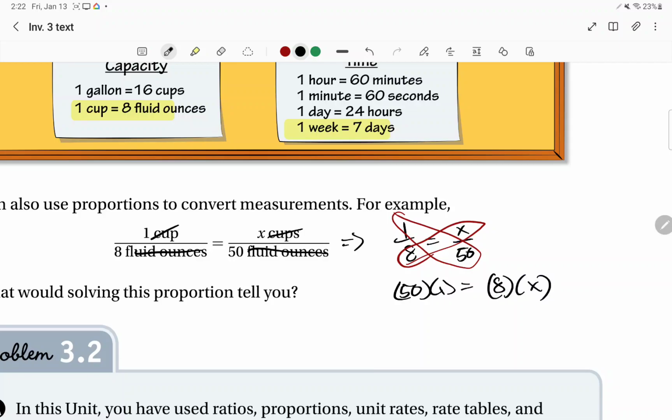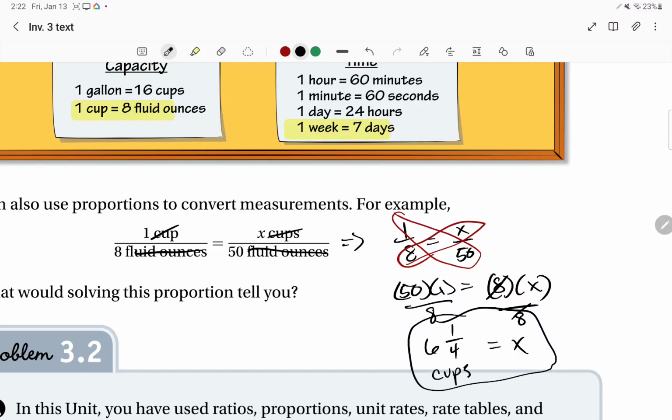And so figure out 50 times 1, that's 50. But 8 times what number will give you 50? Well, you just divide that by 8. What you do to one side, you do to the other side. And so then you would get x is equal to whatever 50 over 8 is, which would be 6 1/4. And that would be cups. Okay, so 50 ounces is equivalent to 6 1/4 cups.